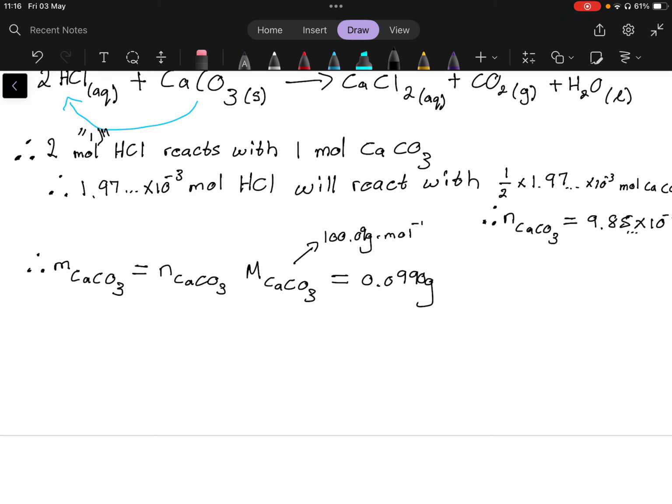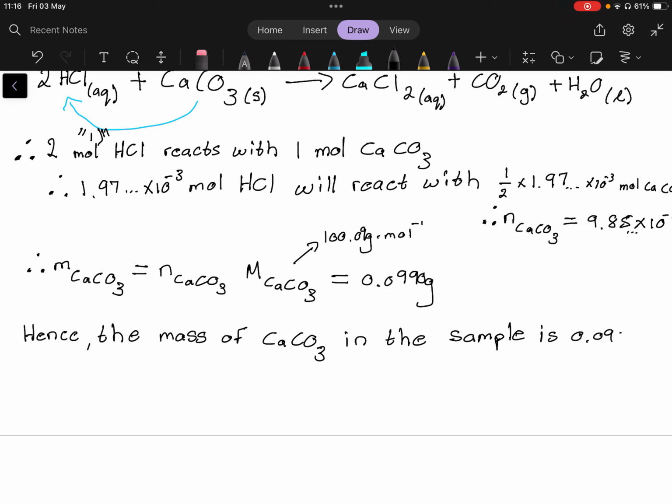All right. Therefore, and then you write, hence, comma, the mass of calcium carbonate in the sample is 0.0990 gram. Check me on that last number. I might be wrong about it, but I mean, you should be fine once you get to that point.